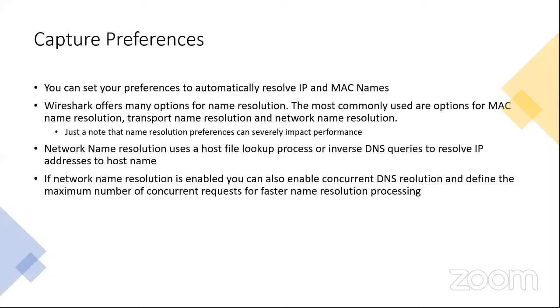Network name resolution uses the host file lookup process or inverse DNS queries to resolve IP addresses to the host name. And if network name resolution is enabled, you can also enable concurrent DNS resolution and define the maximum number of concurrent requests for faster name resolution processing. So again, Wireshark is set up so that if you need to look for specific information, it can help you so that you don't have to do the translations yourself. It'll just show you what the IP address resolves to. But again, just be aware that this may impact your performance.